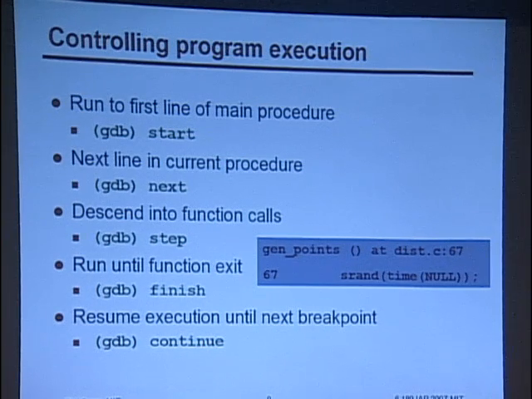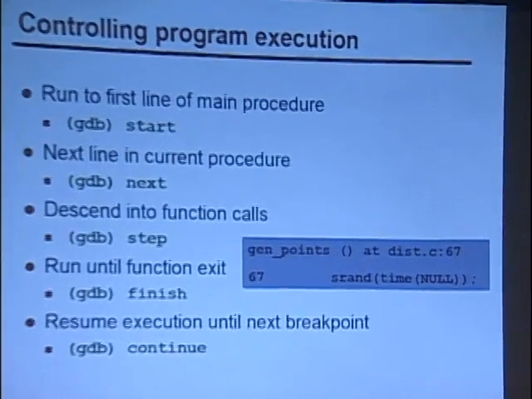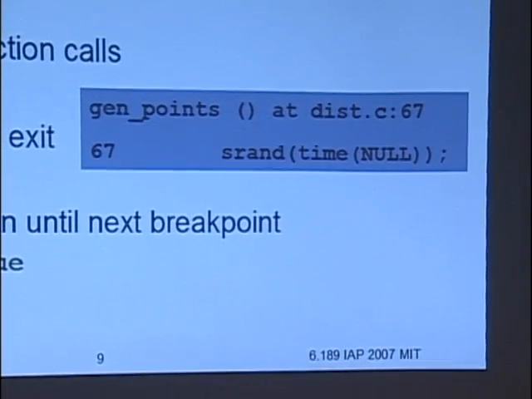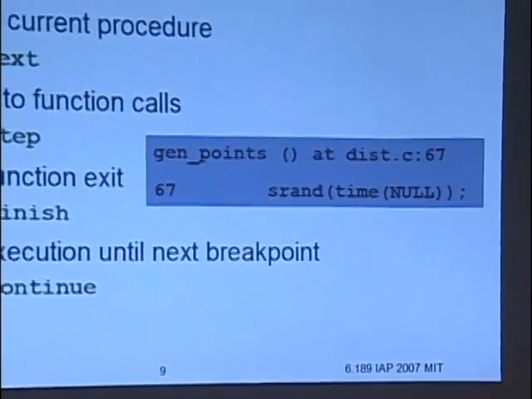Basically, anytime you use one of these line-by-line commands, GDB will show you the line that you're on, and if your program just jumped into a new function or something, then it will also show you what function and what file you're in. So this is very helpful for following what's going on in your program.